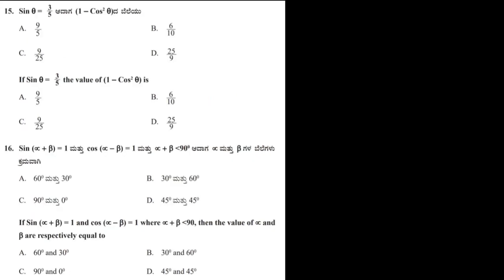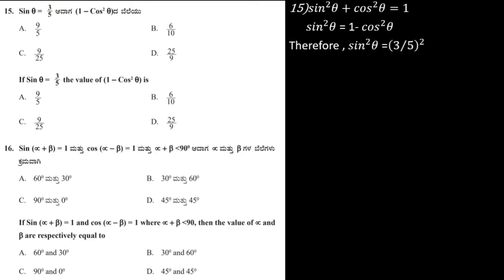If sin theta is equal to 3 by 5, then the value of 1 minus cos square theta is. Here we need to find the value of 1 minus cos square theta. We know the identity sin square theta plus cos square theta is equal to 1. If I take cos square theta to that side, it will become sin square theta is equal to 1 minus cos square theta. That means sin square theta is the value of 1 minus cos square theta. So sin square theta is equal to the sin value we have, 3 by 5, squared. 3 3s are 9, 5 5s are 25. Therefore option C, 9 by 25, is the correct one.